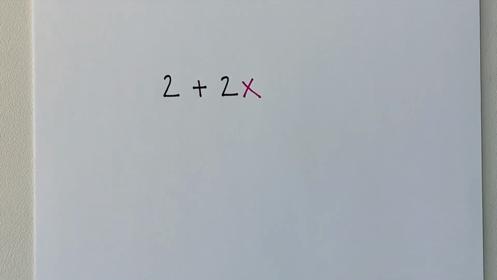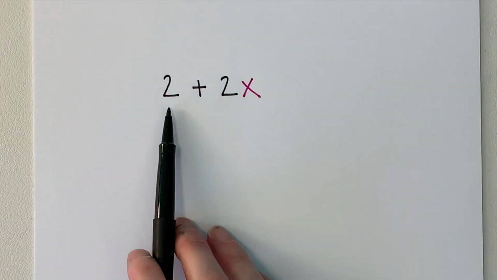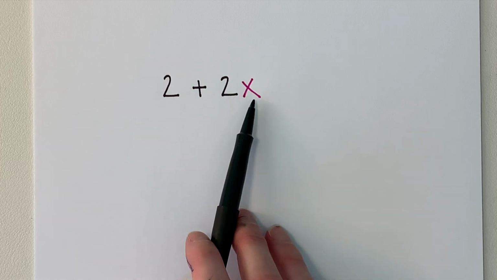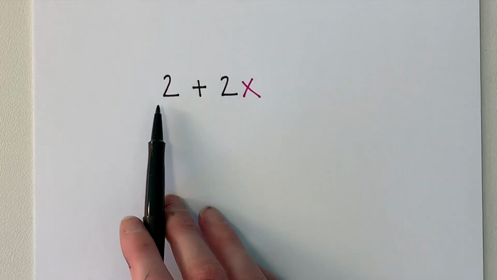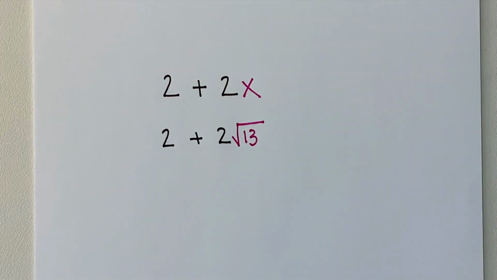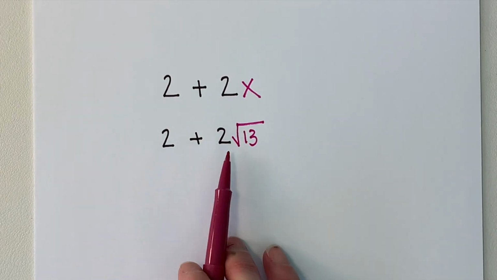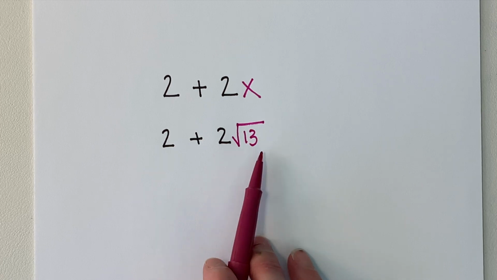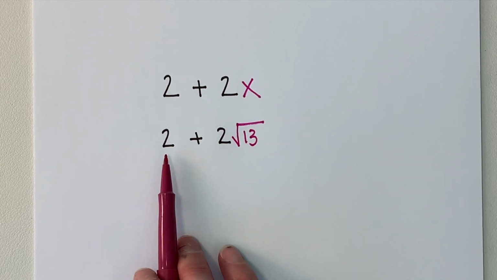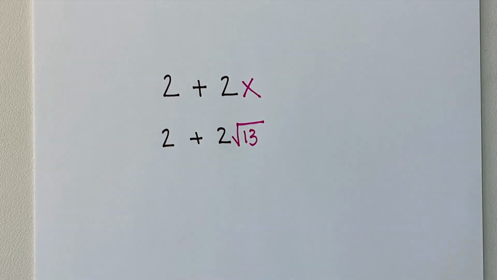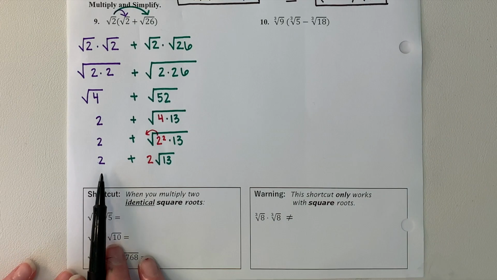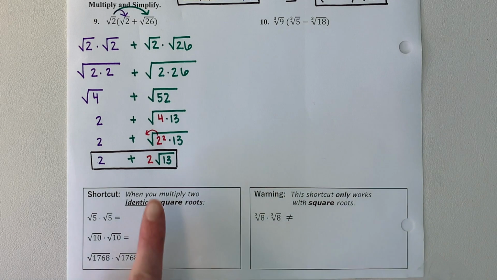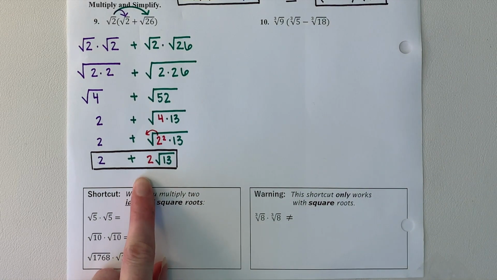If we briefly look at a related example, these are not like terms, since this has x as its variable base, and this has no variable base, so we cannot add them. Similarly, these are not like radicals, since this has square root of 13 for its base, and this does not have any radical base. So since these are not like radicals, we cannot add them. So this cannot be simplified any further. This is our final fully simplified answer.